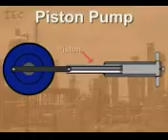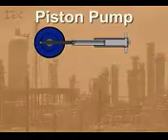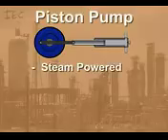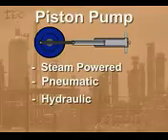Piston pumps use a plunger or piston to move media through a cylindrical chamber. A variety of actuators may be used to power these pumps, including steam-powered, pneumatic, hydraulic, or electric drive.